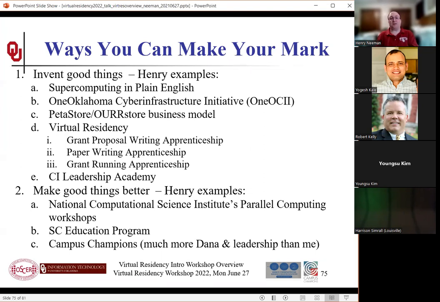And you can make good things better. So the National Computational Science Institute does workshops every summer, and for a while they were doing parallel computing workshops. I went to one, and then I started helping teach, and I started adding content, and it changed the nature of the workshop, but in a wonderful way. Well, I flatter myself that it changed it in a wonderful way. I ended up being voluntold to run the education program at the SC11 conference.